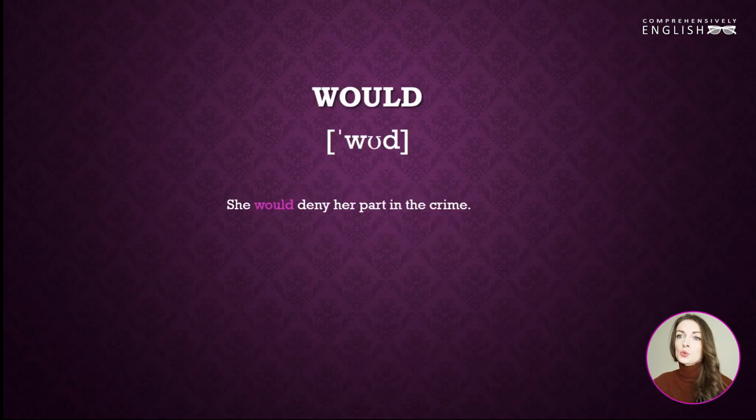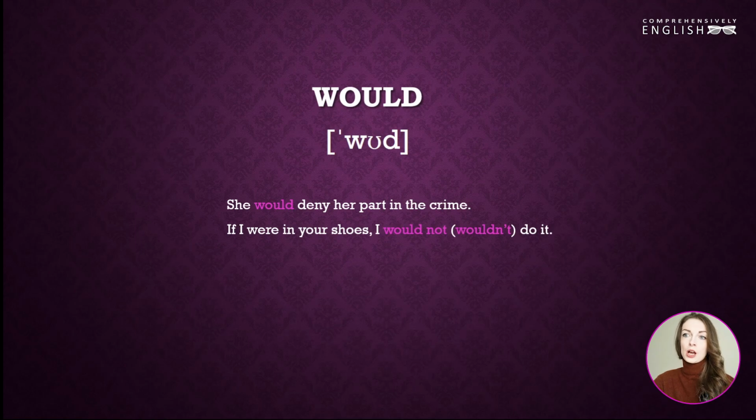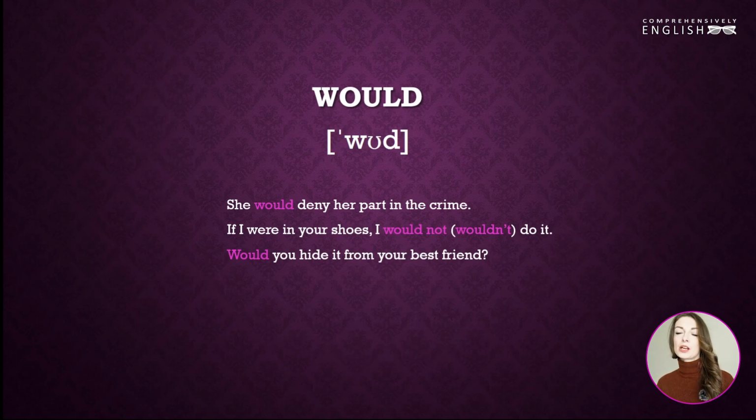Let's look. She would deny her part in the crime. If I were in your shoes, I would not or wouldn't do it. Would you hide it from your best friend? So as you see, in all of these examples, we use would to speak about something that we can imagine in a particular situation, on a particular condition. Would you hide it from your best friend if you had something to hide, right?